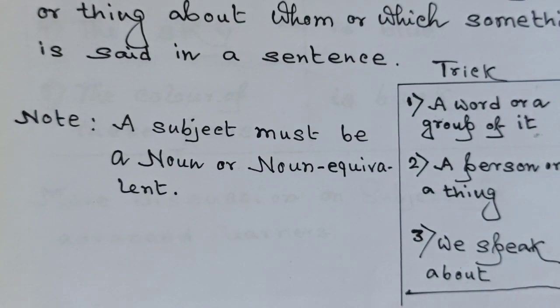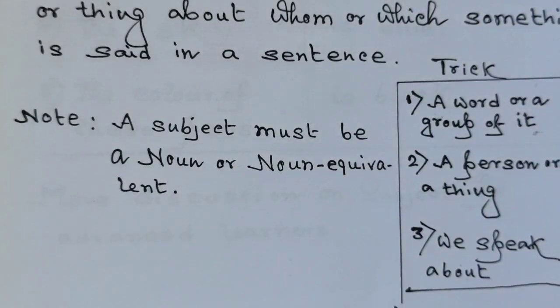Clear? I think it's clear to you. Look at the note over there. A subject must be a noun or noun equivalent. That means the subject must be a noun. And what is a noun equivalent? A noun equivalent is what is almost similar to a noun. Okay, we will talk about it later on.